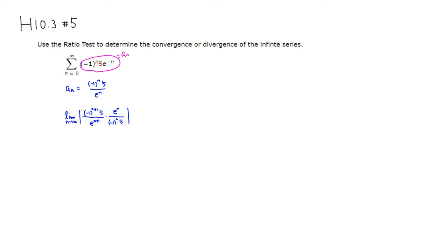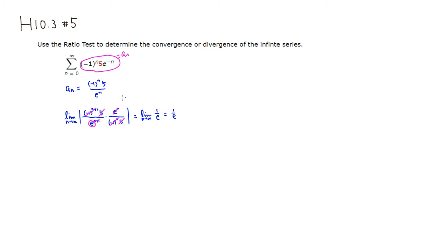We can cancel e to the n here, and we still have e on the bottom. The 5 and 5 cancel out. In this case, negative 1 to any power will not affect anything because of the absolute value sign. So this is going to be a limit of just a constant because there's no n left over. So you just get 1 over e. The limit of 1 over e is 1 over e.